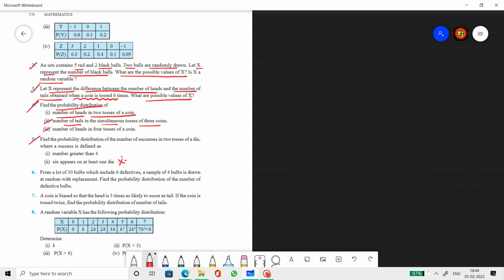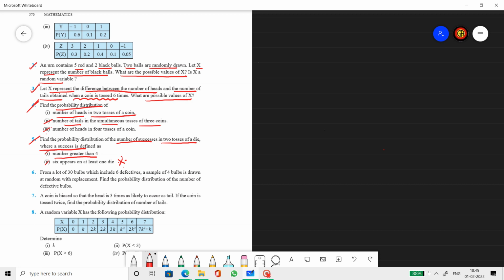Okay, fifth question, subdivision number 1. Find the probability distribution of the number of successes in 2 tosses of a die, where success is defined as a number greater than 4. So, you're tossing a die twice. If you get above 4, it is considered a success.